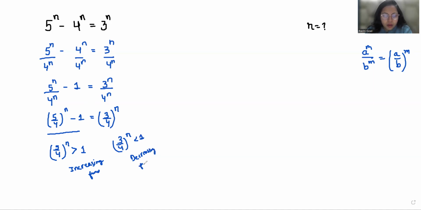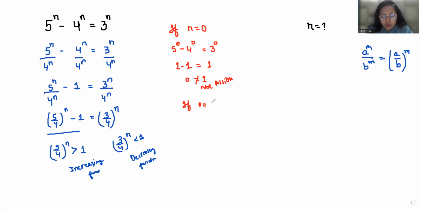Now we have to find the value of n. So we are going to put various values starting with zero and check which satisfies the equation. If n is equal to 0, 5^0 − 4^0 = 3^0. 5^0 is 1, minus 1 is 0, and that equals 1. That is 0 equals 1, not possible. So 0 can't be our answer.